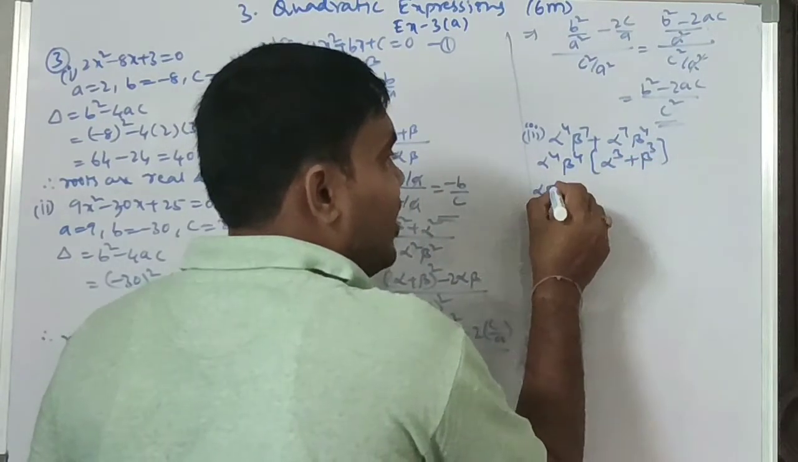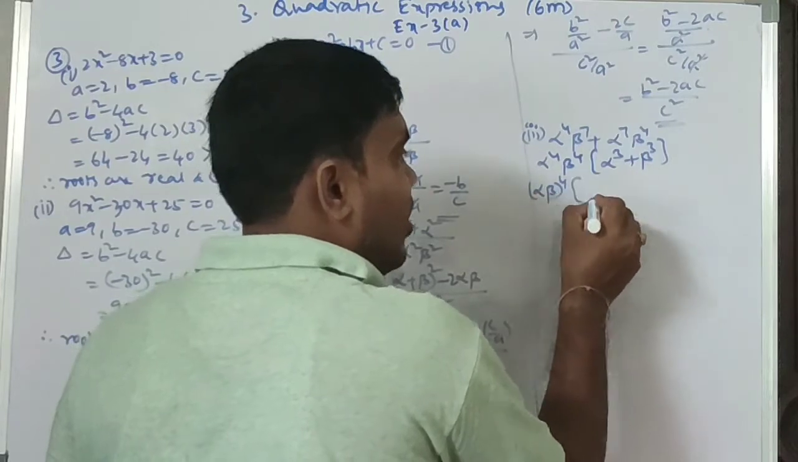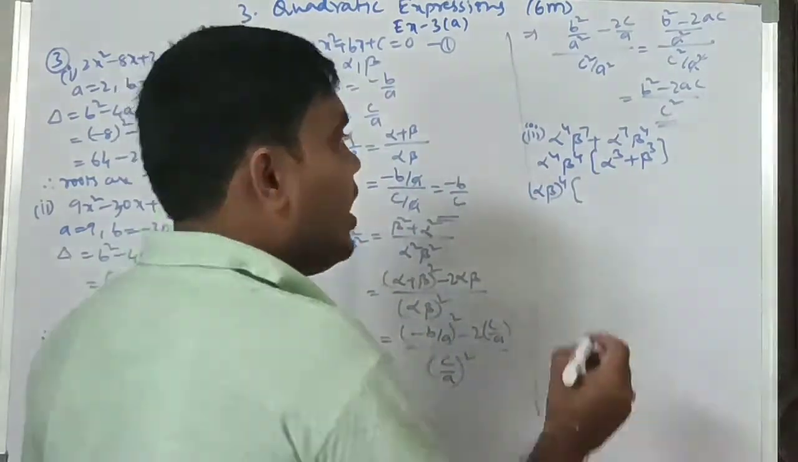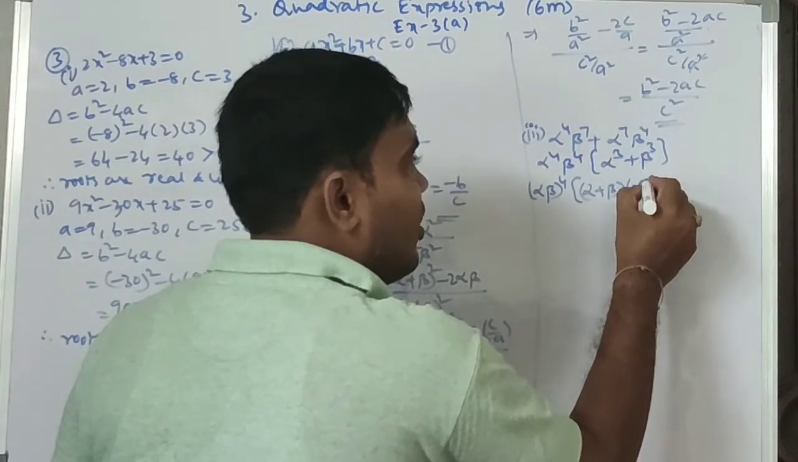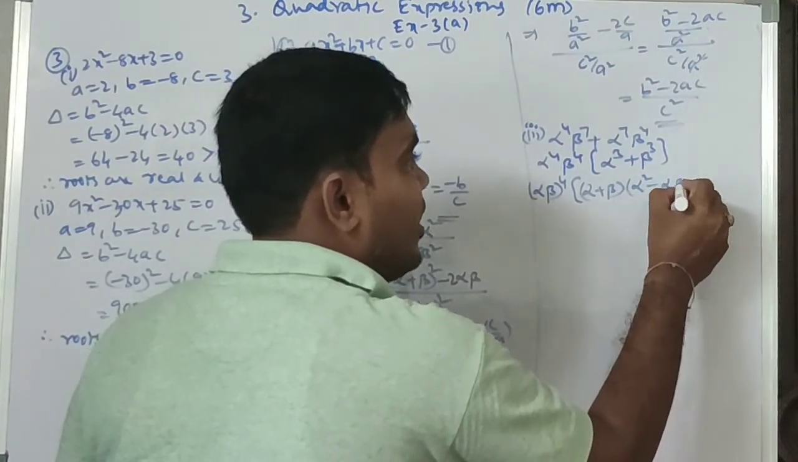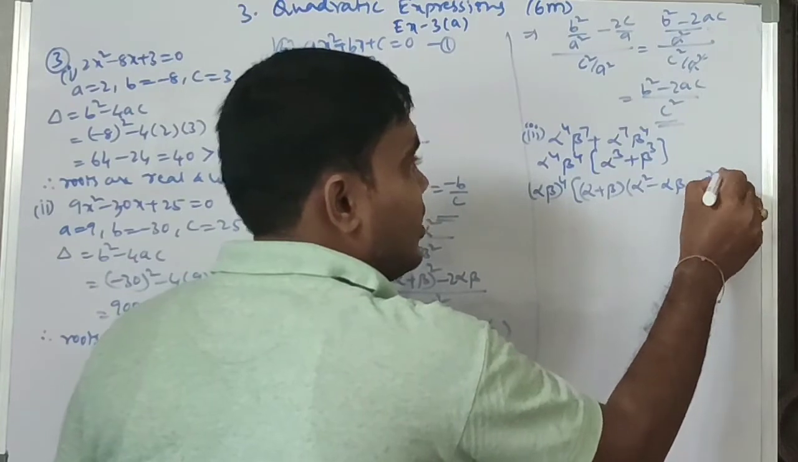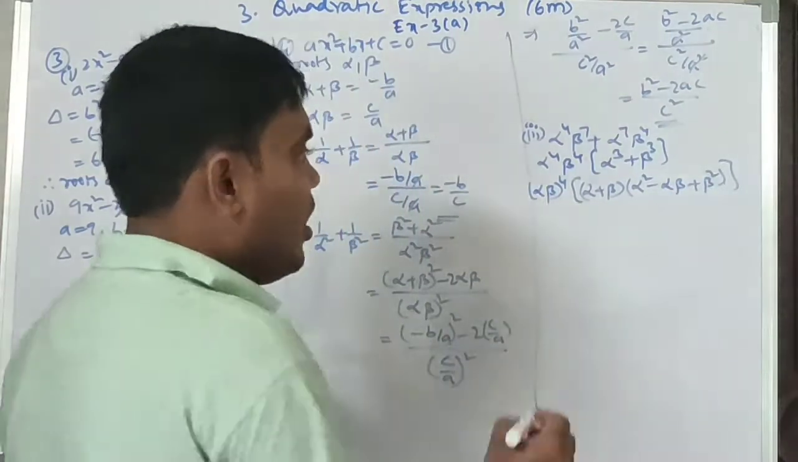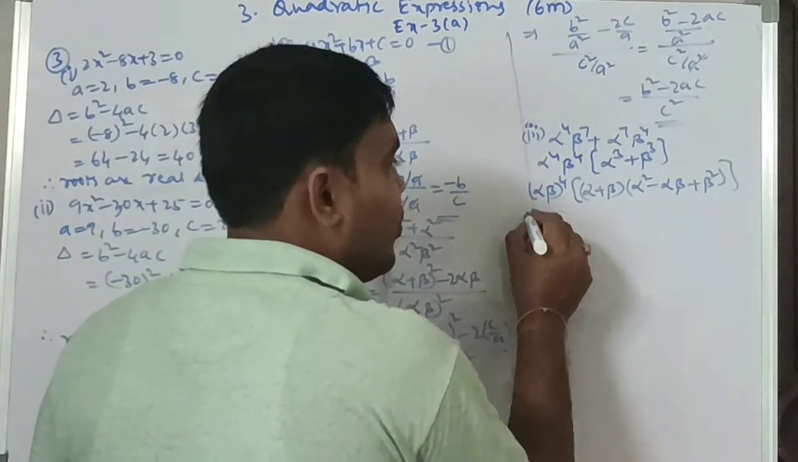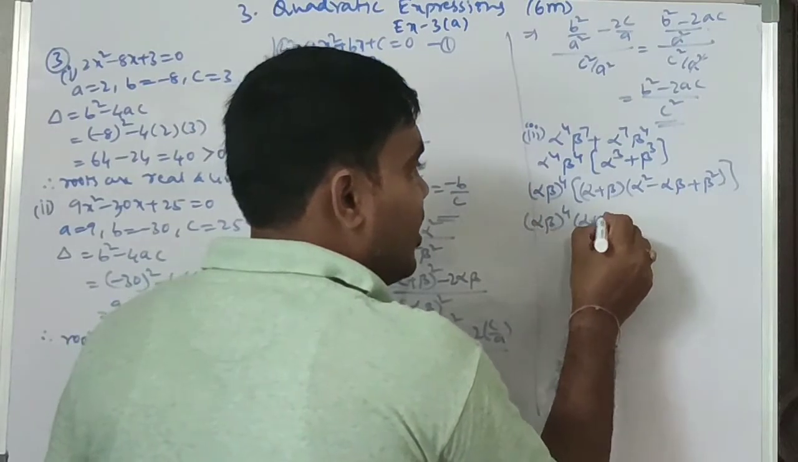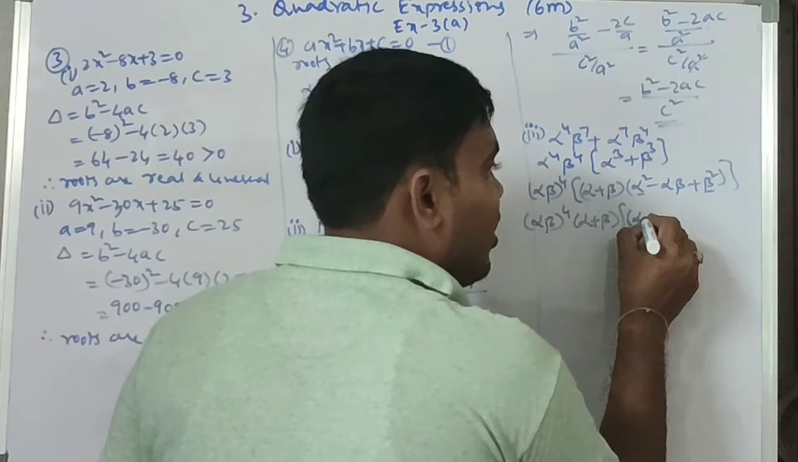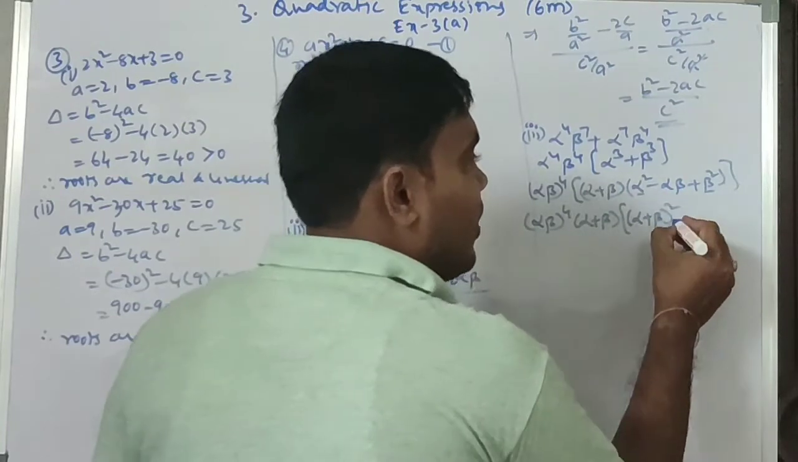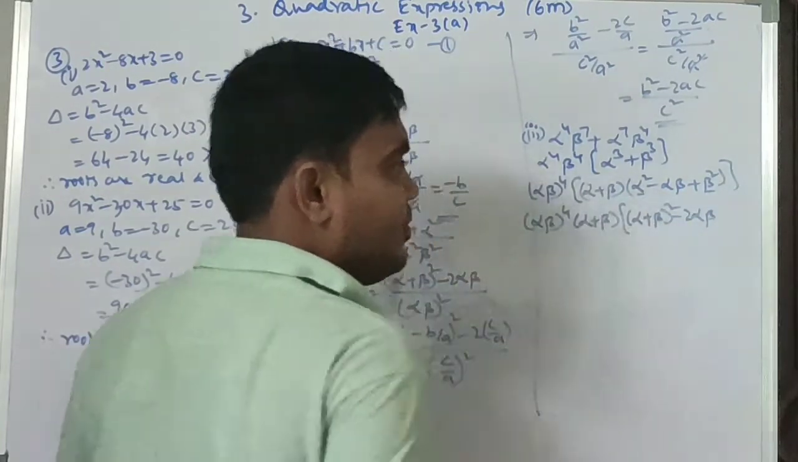So alpha beta whole power 4, times the formula for a cube plus b cube: a plus b into a square minus ab plus b square. That is alpha plus beta into alpha square minus alpha beta plus beta square. So this is the formula. Alpha beta whole power 4, alpha plus beta, and I am writing alpha plus beta whole square minus 2 alpha beta.